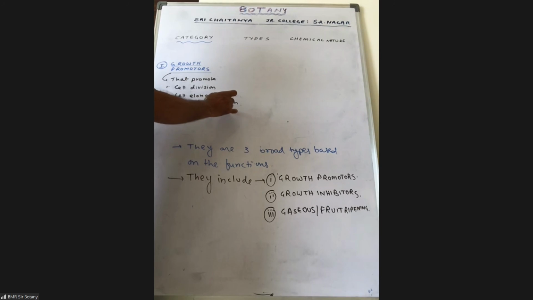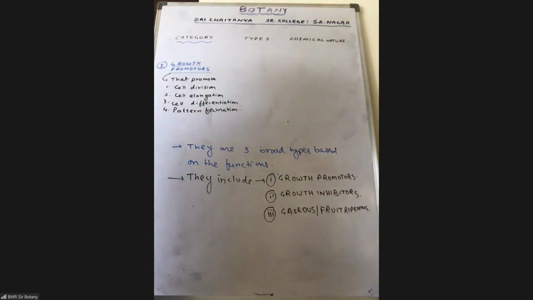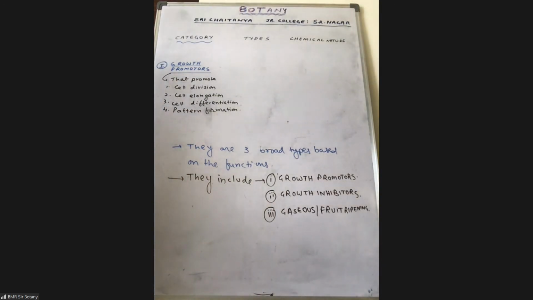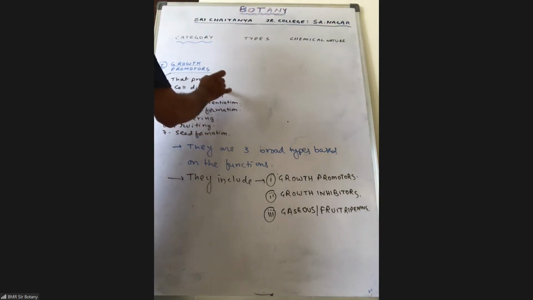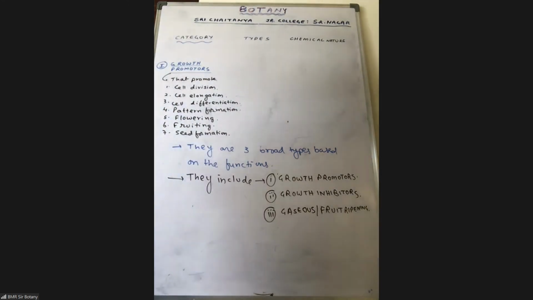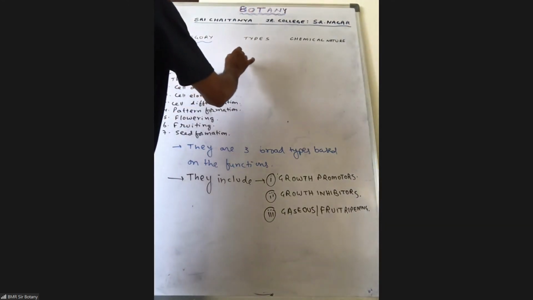Pattern formation in the sense like forming a palm type of tree, or an umbrella shaped tree, or a cone shaped tree, like that. The patterns of the shoot system formation. Even flowering, even fruiting, even seed setting, seed formation. These are growth promoters.